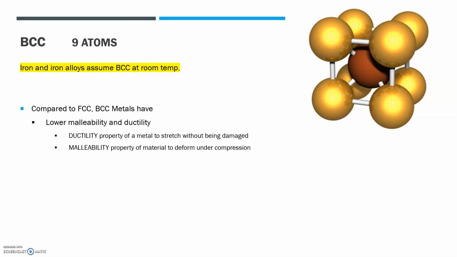Here we'll start with body centered cubic. It's very common in iron and iron alloys at room temperature. It has lower malleability and ductility, which means it can be damaged much easier than face centered cubic. Body centered cubic is referred to as ferrite. An example of this is iron and chromium, which assume body centered cubic.